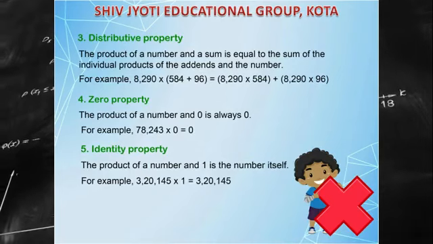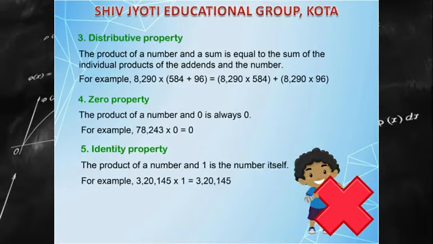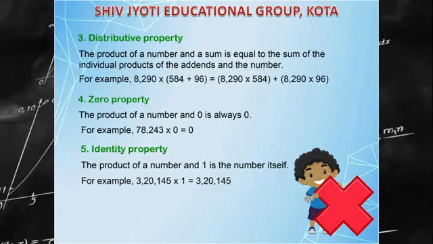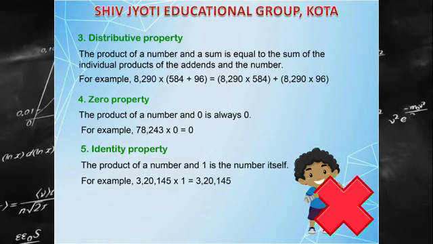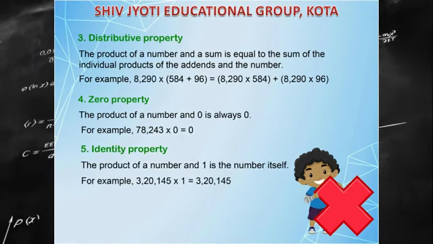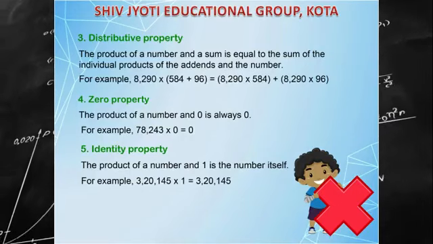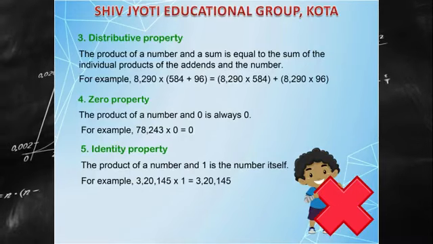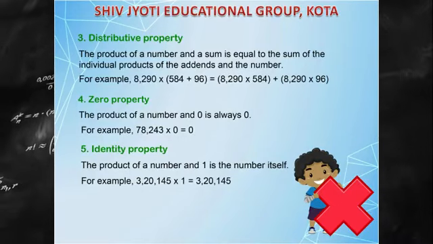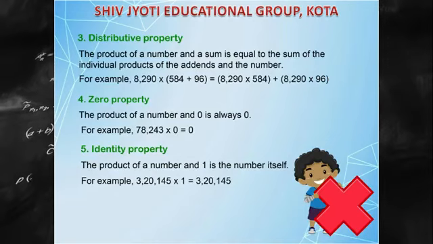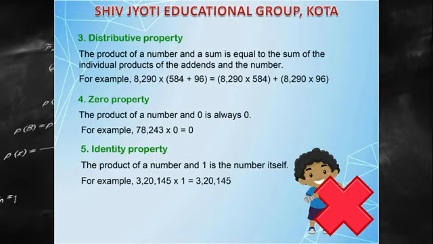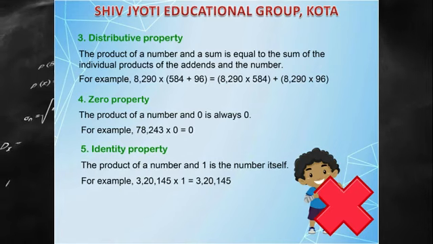Next is identity property. Identity property states that the product of a number and 1 is the number itself. For example, 3,20,145 multiplied by 1 is 3,20,145. 1 is called the multiplicative identity.